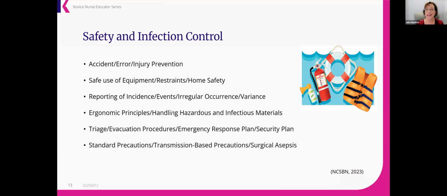Our next category is safe and infection control. Now, this seems relatively easy, but it's everything under safety and infection control. I also want you to recognize that you're not going to see PEDS on here. You're not going to see OB content in one of these categories. It's about taking care of the needs of the client across the lifespan in each one of these categories.